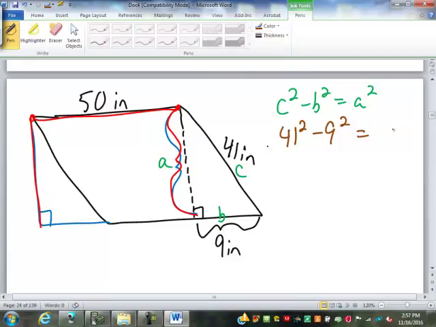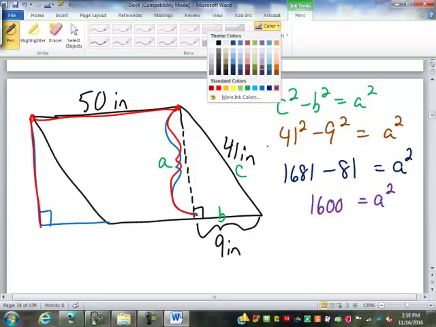So 41 squared minus 9 squared is going to be A squared. 41 squared is 1681. Minus 9 squared is 81. We subtract 1681 minus 81. We get 1600 equals A squared.